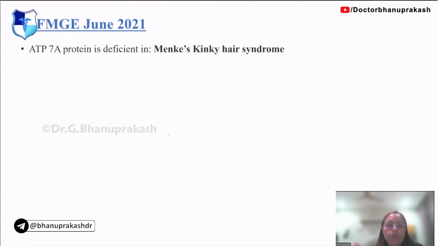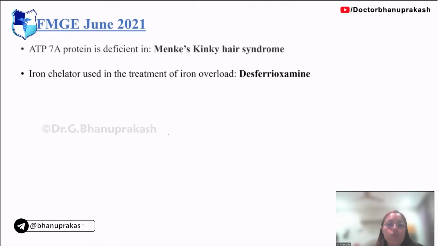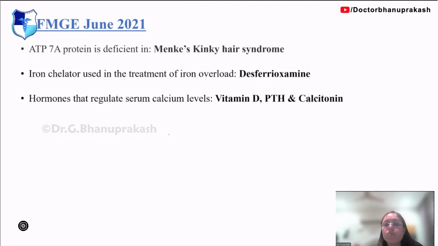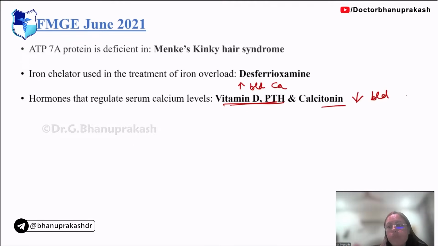Then coming to your June 21 exam, ATP7A protein is deficient in Menkes disease. The iron chelator used in the treatment of iron overload is desferrioxamine. Hormones that regulate serum calcium levels: vitamin D, PTH. Both vitamin D and PTH increase blood calcium. Calcitonin will decrease blood calcium levels. It will increase calcium in bones.